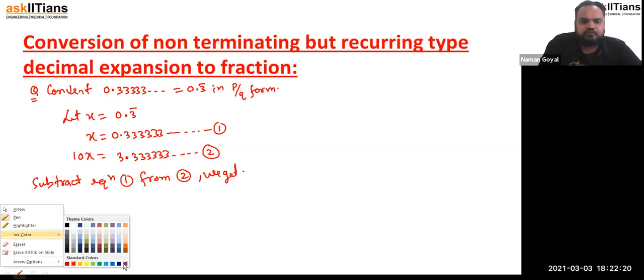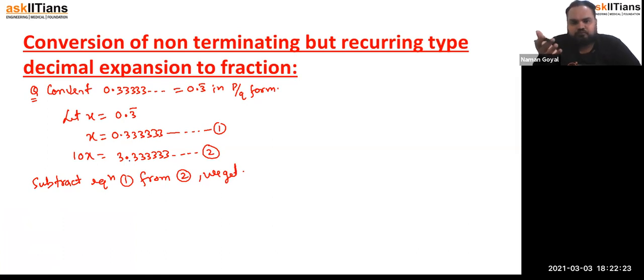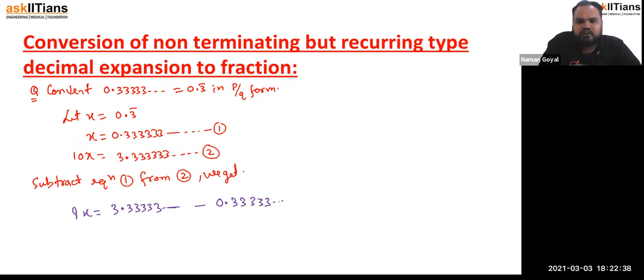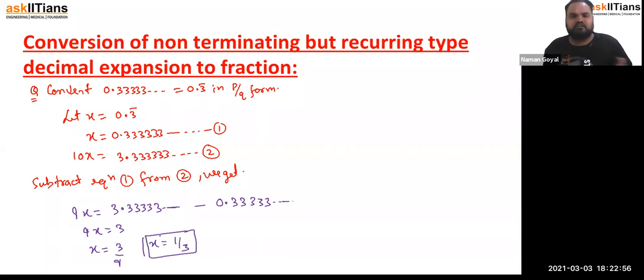Let me change the color first. Okay. So if we subtract equation first from equation second, in LHS what we got, 10x minus x, which is 9x, and RHS is 3.33333 and so on, minus 0.33333 and so on. So if you see, the point quantity will subtract each other. So how much we got? 9x is equals to 3. So the value of x is what? 3 by 9. So the value of x is 1 by 3, if I make this in simplest form.